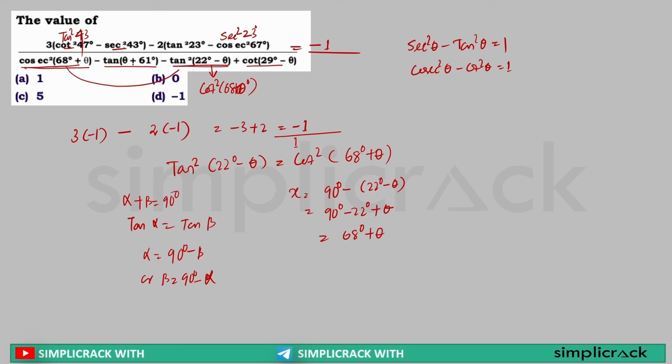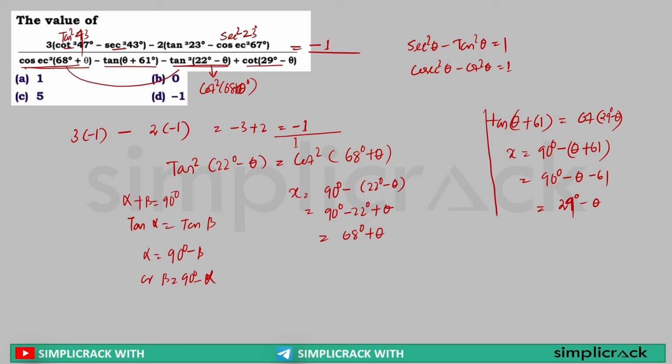Now this is what? Tan theta plus 61. Sir, tan theta plus 61 is equal to cot x, where x is equal to 90 degree minus theta plus 61. Sir, this can be written as 90 degree minus theta minus 61, which is equal to 29 degree minus theta. Yes or no? So cot x value is equal to what? 29 degree minus theta. Yes or no?